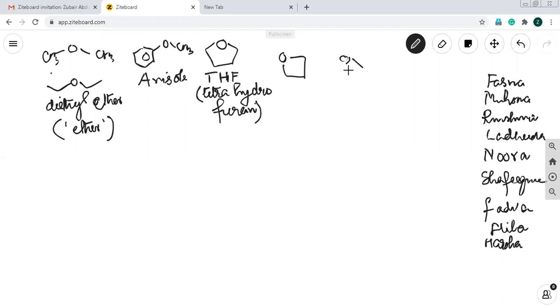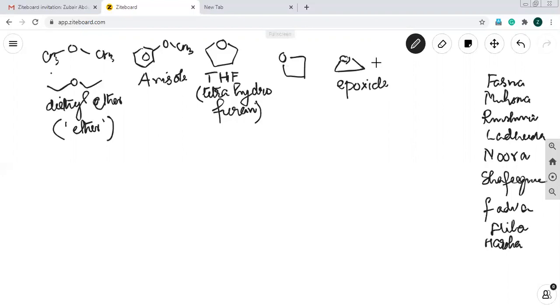This is also a cyclic ether, but when you have only 2 carbons, this special ether we call an epoxide. It has entirely different properties from simple ethers. So epoxides are taken care of separately.